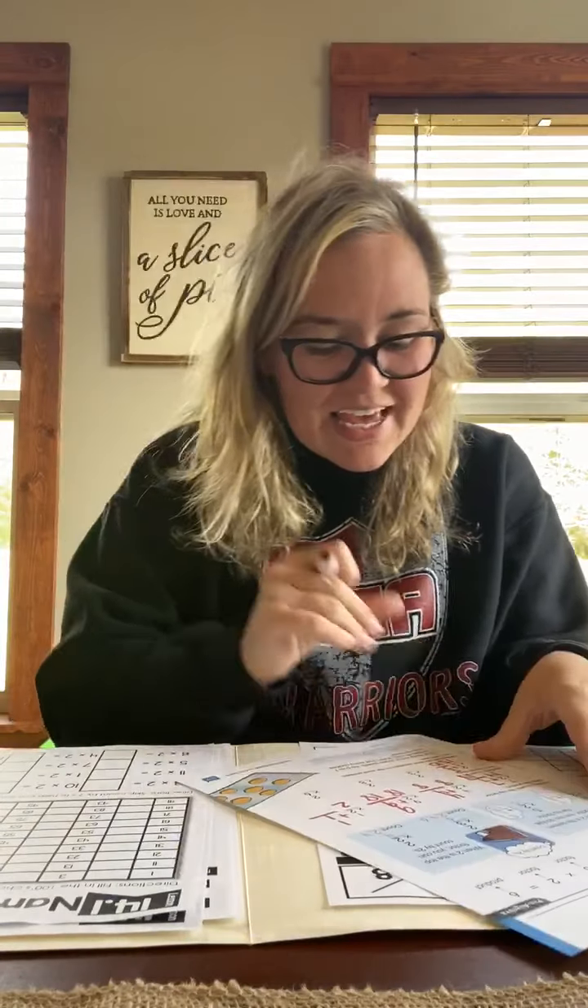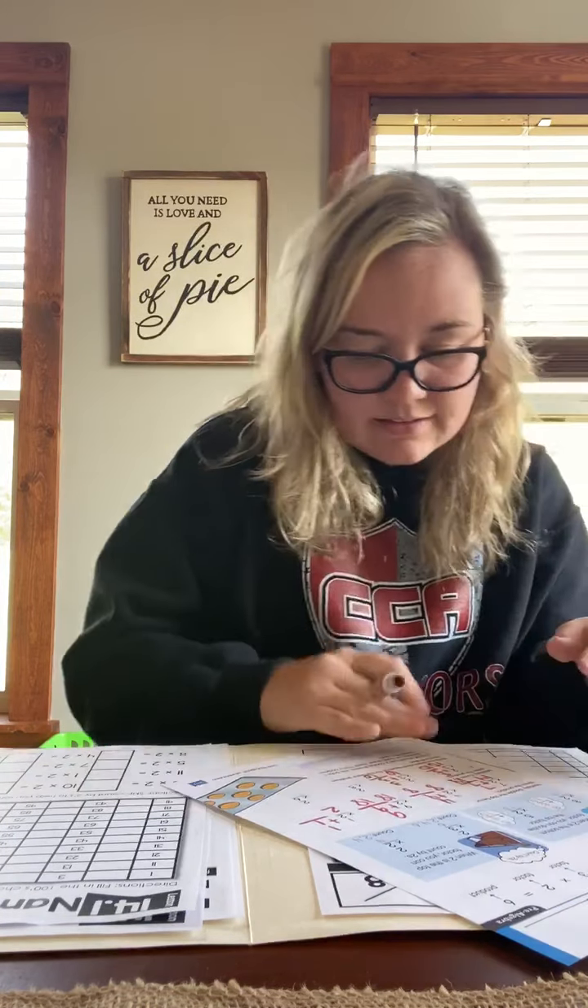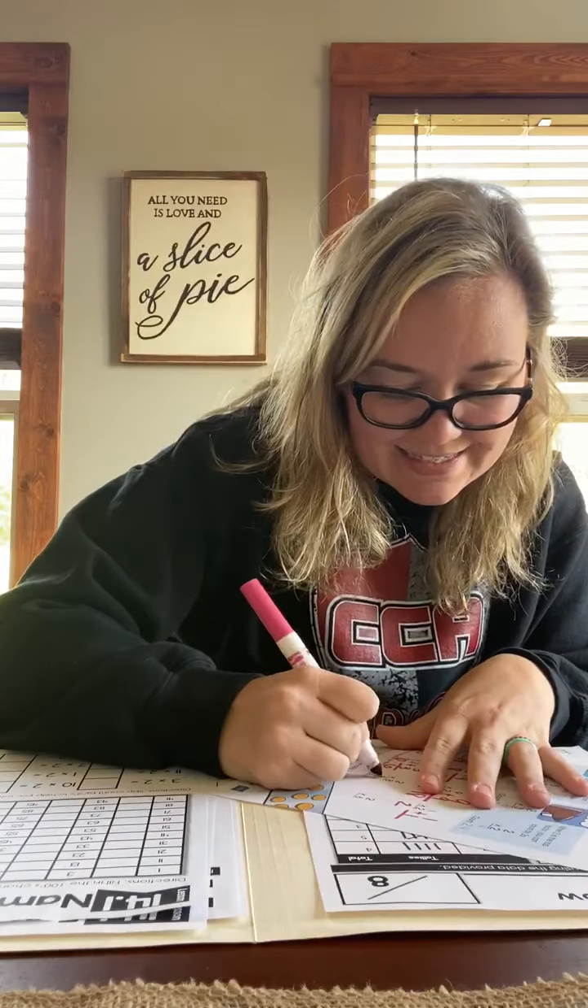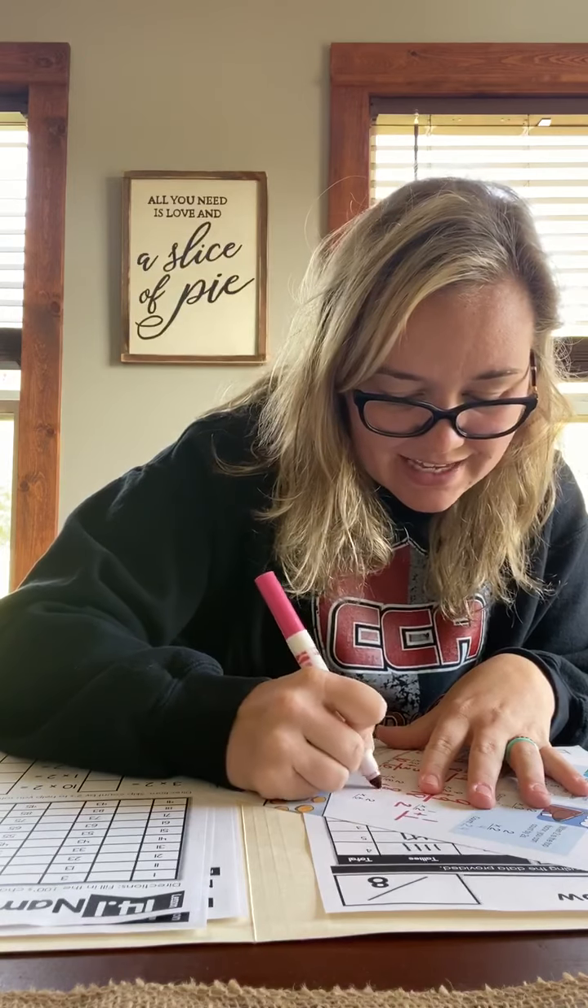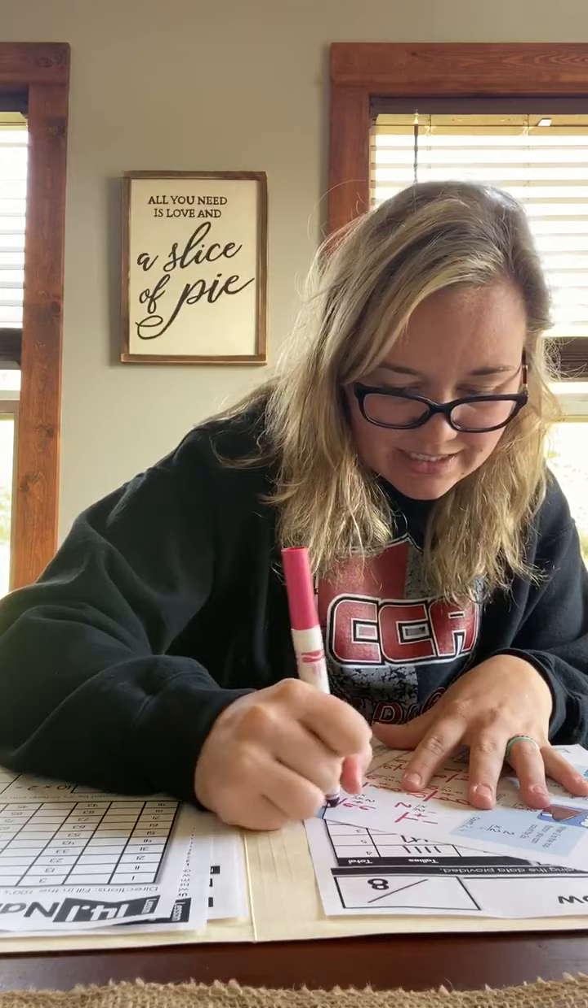Okay, the next one, 2 times 3 is going to be 3 plus 3 is 6. So that would be 6. 2 times 8 is 16, but that's just 8 plus 8 is 16. 2 times 6 is 6 plus 6 is 12. Okay? So now we're going to look at this word problem.